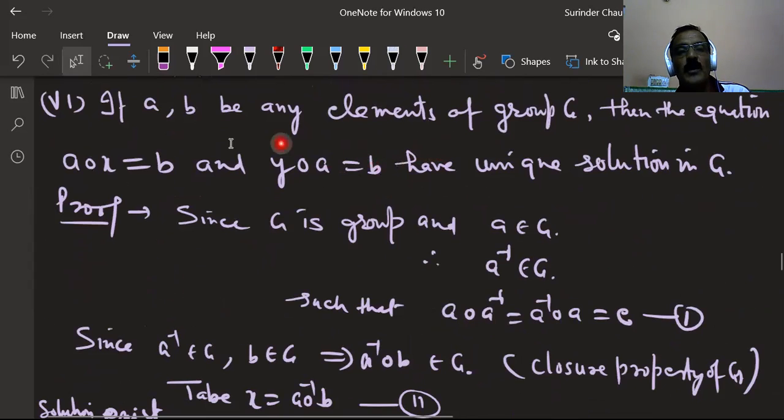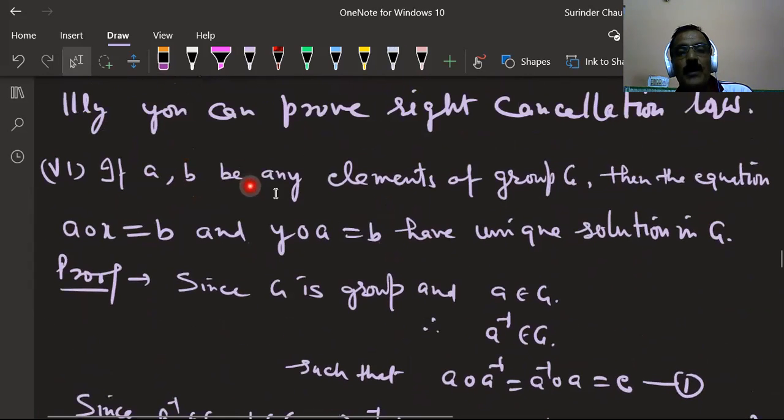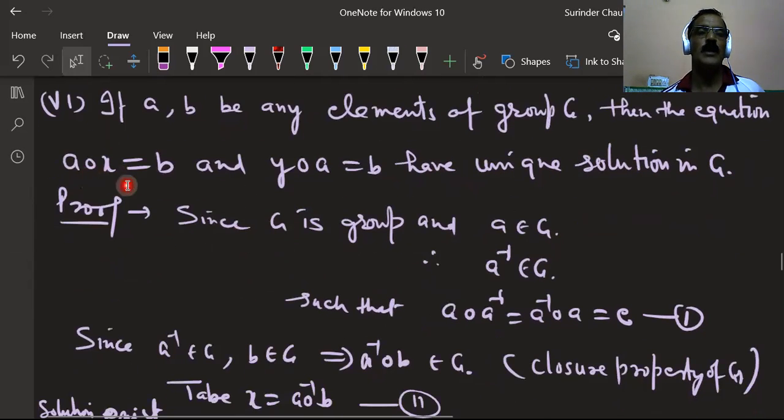Now take note of the difference here. If A and B are any elements of G, then the equations A composition with X is equal to B and Y composition with A is equal to B have unique solutions in G. We'll first show that the solution of this equation exists and that it is unique. Similarly, you can show it for the other equation. So I'll show it for the equation A composition with X is equal to B.